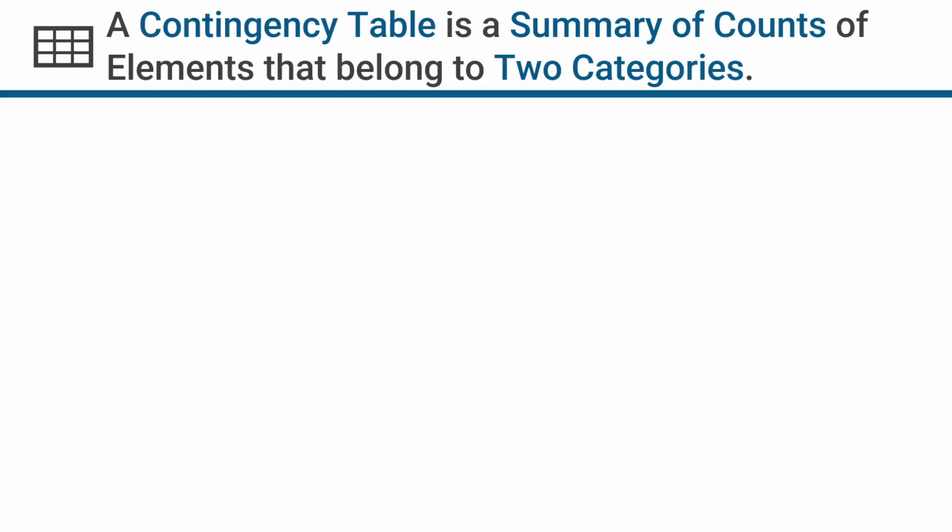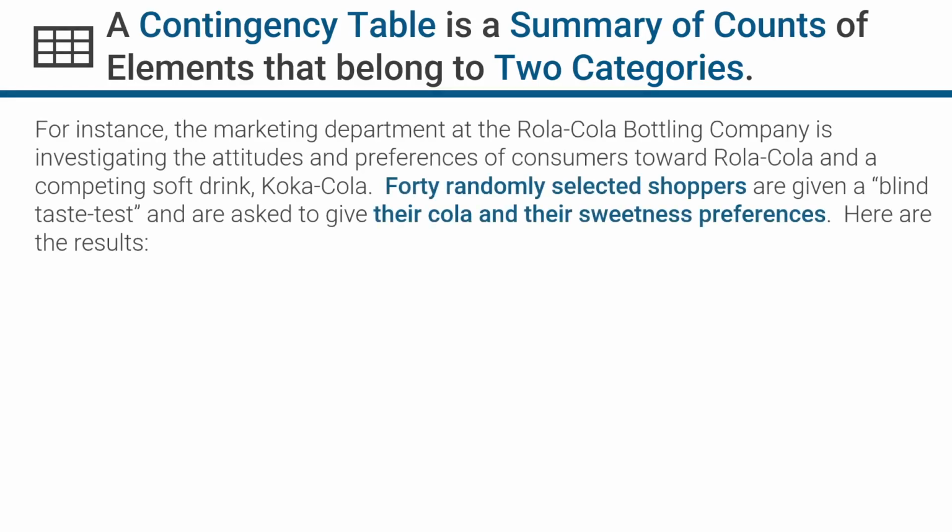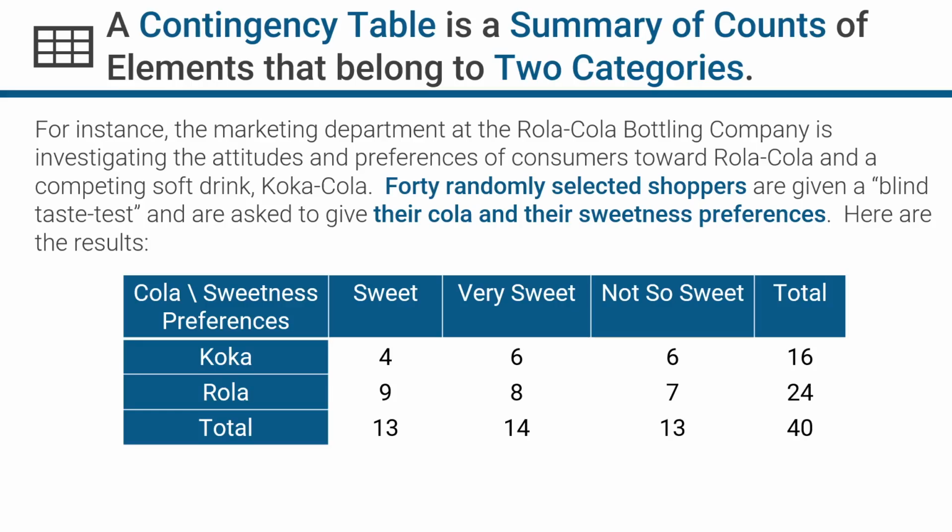Contingency tables are a summary of counts of elements that belong to 2 or more categories. So this is an example of a contingency table. For instance, the marketing department at the Rola Cola bottling company is investigating the attitudes and preferences of consumers toward Rola Cola and the competing soft drink Coca-Cola. 40 randomly selected shoppers are given a blind test and are asked to give their cola and their sweetness preferences. Here are the results.